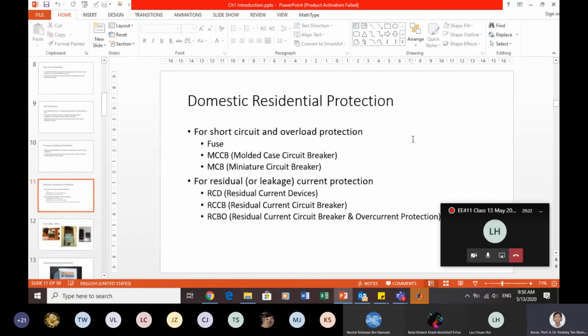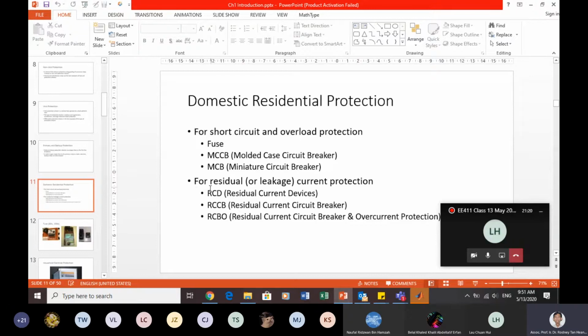So today we will talk about domestic and residential protections, for short circuit and overload protections. For houses, domestic, they basically have fuses, and the fuse is always at the meter. Some houses may have an MCCB, moulded case circuit breaker. And most houses, of course, will have the MCB, miniature circuit breaker. And then we also have what we call the residual current protections, RCD.